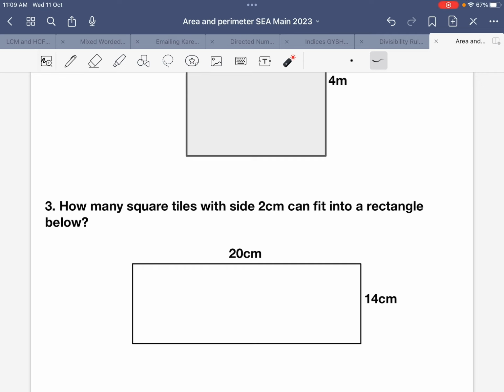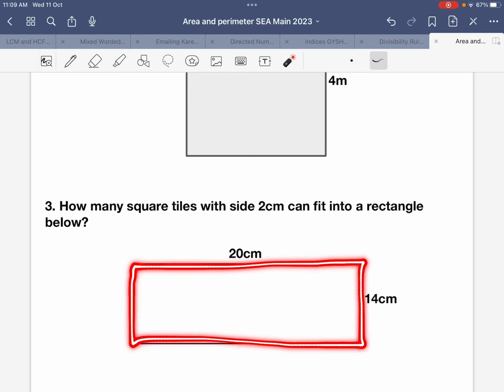Instead of a square floor, we simply have a rectangular floor. How many square tiles can fit into a rectangle below? So we must determine the area of the rectangular floor, and we must divide that by the area of a square tile, 2 centimeters by 2 centimeters, to determine how many tiles can fit in the area.